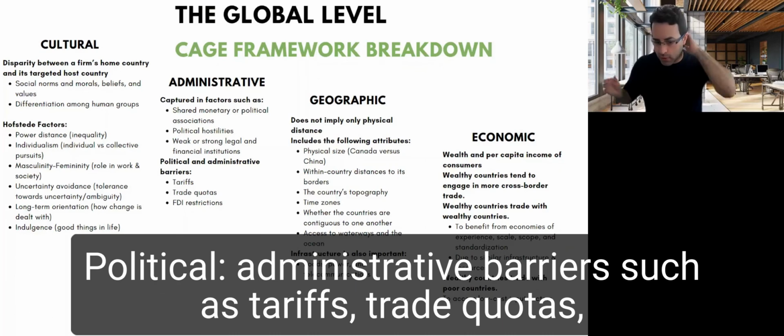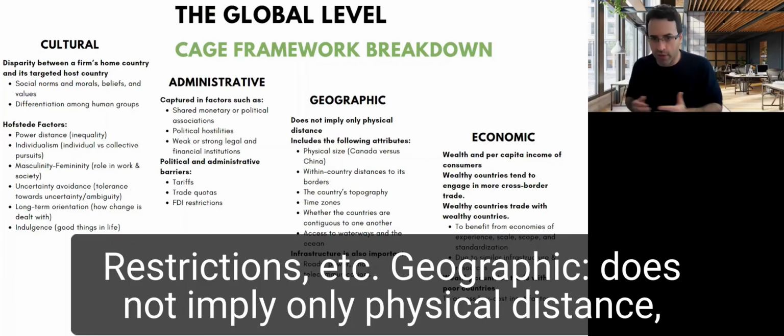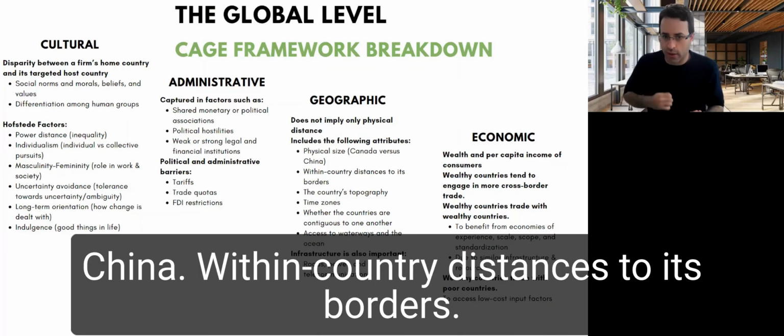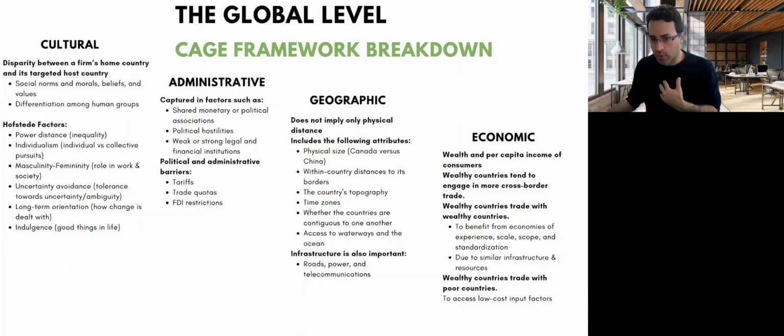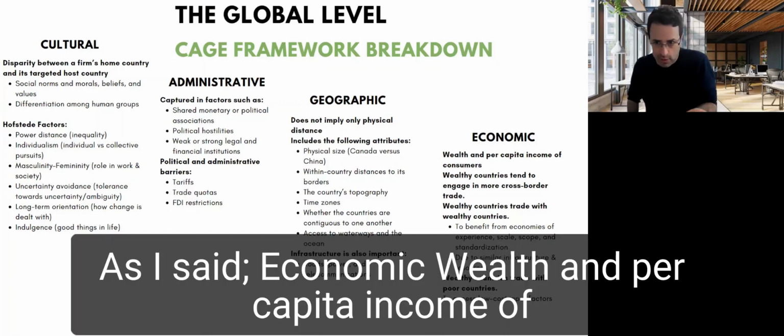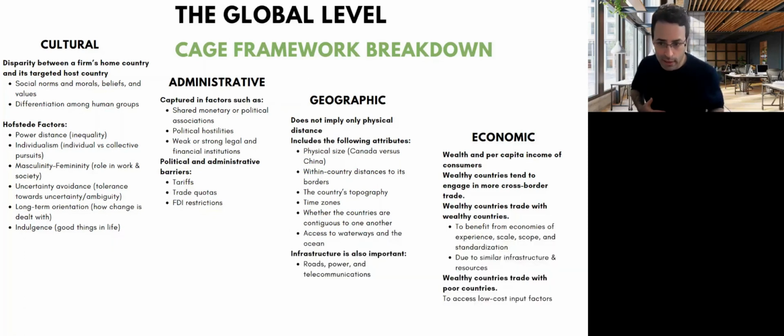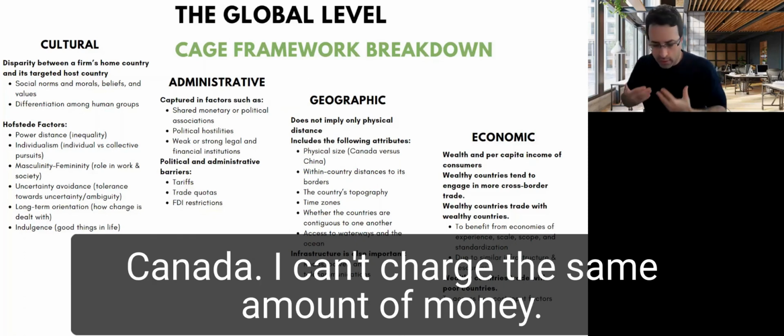Political administrative barriers such as tariffs, trade quotas, restrictions. Geographic does not imply only physical distance, but also attributes like physical size, Canada versus China, within-country distances to its borders, countries' topography, time zones, as I said. Economic: wealth and per capita income of consumers. In China, people make less money than in Canada. I can't charge the same amount of money.